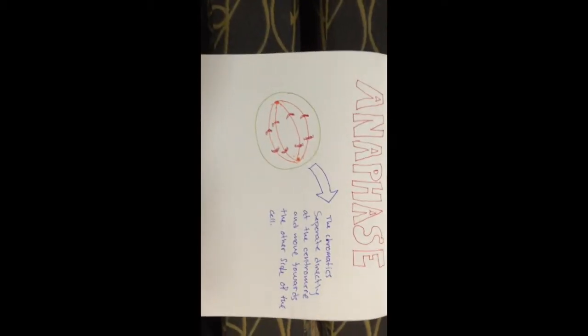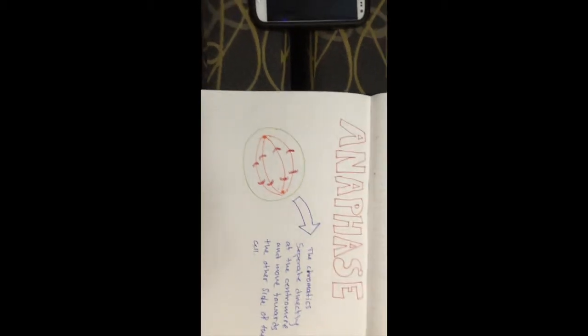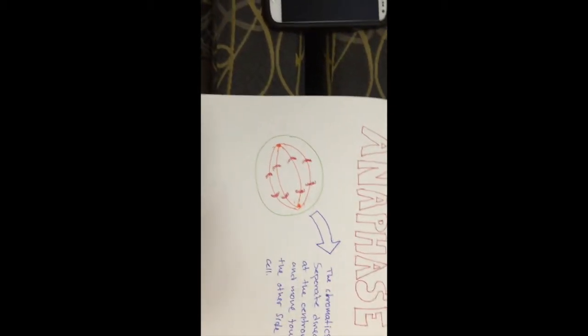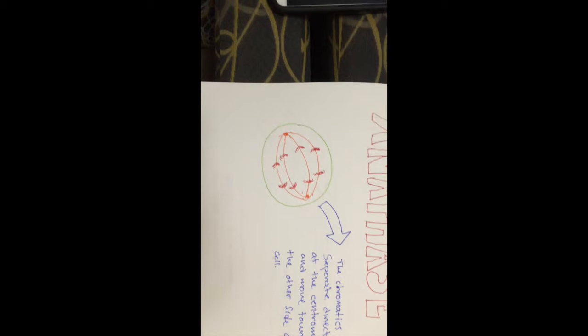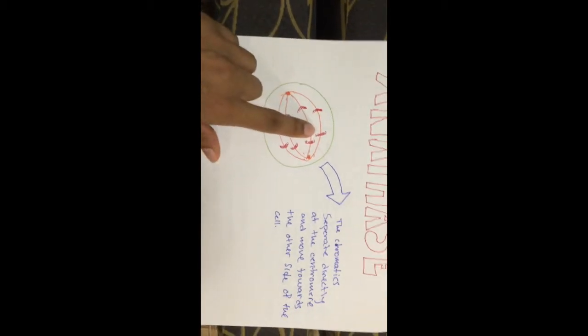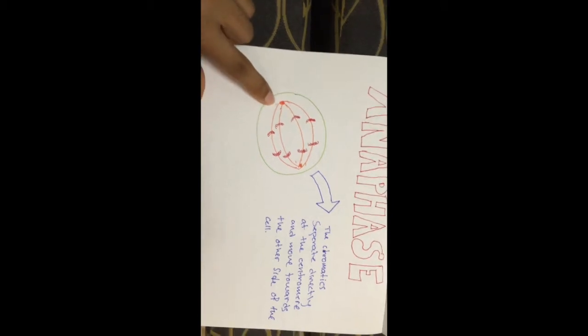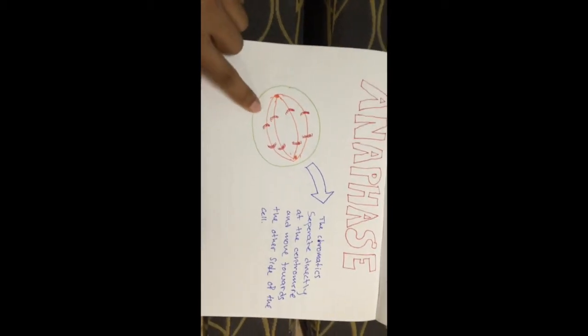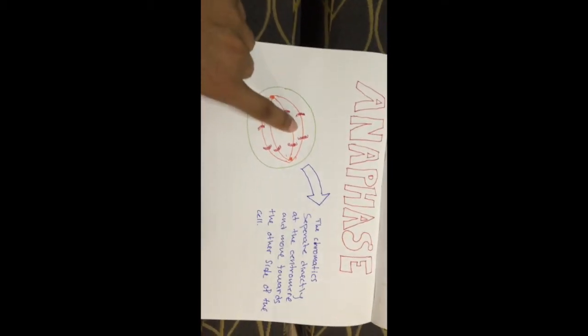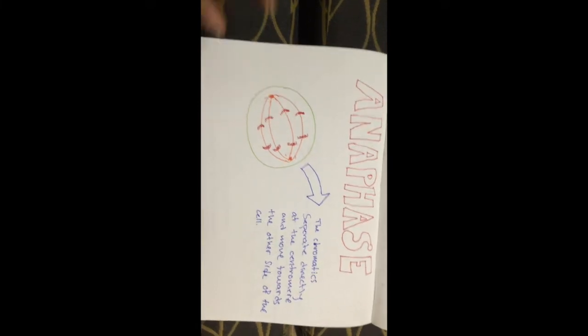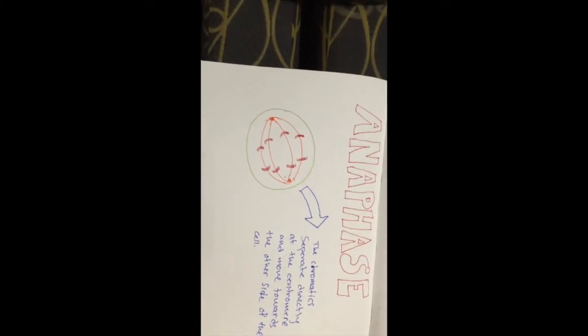Okay, next phase, pronounced anaphase. During this one, the chromatids separate directly at the centromere and move towards each side of the cell. There are 2 forces going on right here to pull these things apart. The spindle fibers pull this way so they can pull the chromatids towards the other side of the cell, and the chromatids are also pushing against each other. This is how they both move to each side of the cell very quickly.